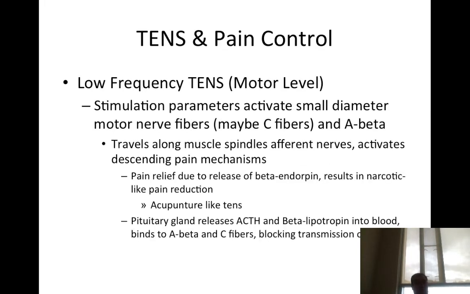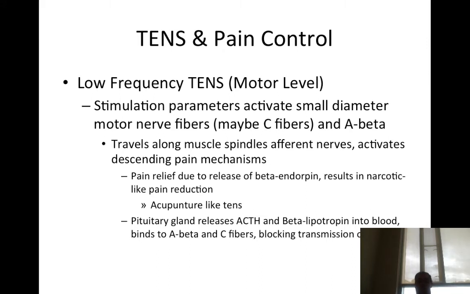Low frequency or motor level stim: these stimulation parameters activate the small diameter motor nerve fibers, maybe C fibers, right? A beta fibers. These travel along muscle spindles. Afferent nerves activate the descending pain mechanisms. So pain relief is due to release of beta endorphin that results in a narcotic-like pain relief. Awesome, right? So now a patient can get pain relief from this little unit instead of abusing pain medication.